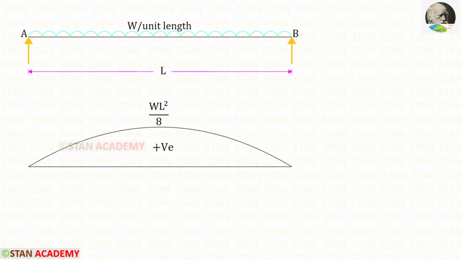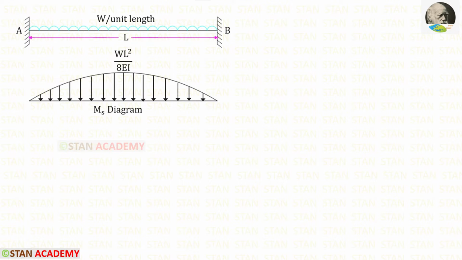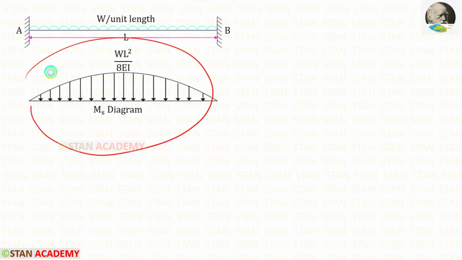We know that in the simply supported beam, at both of the ends, the bending moment will be 0. If uniformly distributed load is acting for the full span, the maximum bending moment occurs in the center and the formula is WL square upon 8, and the bending moment diagram will be in parabolic shape. Now let us convert the bending moment diagram into a conjugate beam.